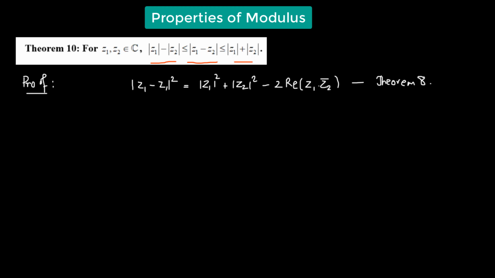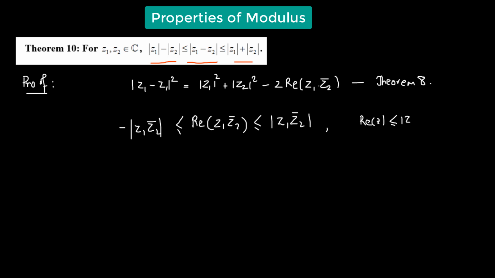Now we know that the real part of z1 times z2 bar is always less than or equal to the absolute value of the complex number z1 z2 bar, and is greater than or equal to the negative absolute value of z1 z2 bar. This comes from the fact that the real part of z is always less than the absolute value of z and is greater than the negative absolute value of z.